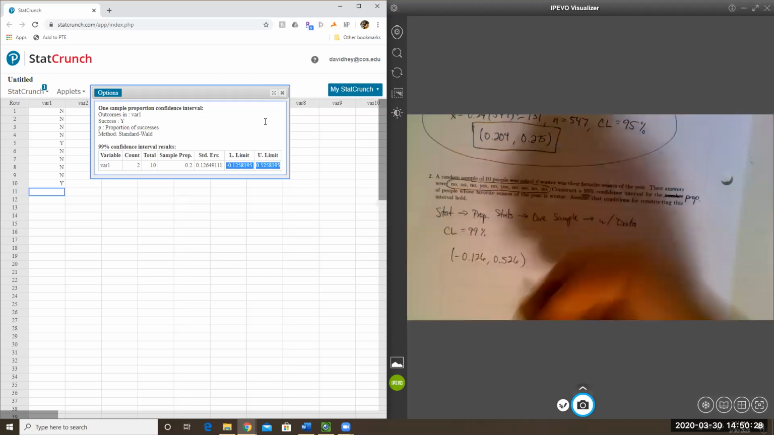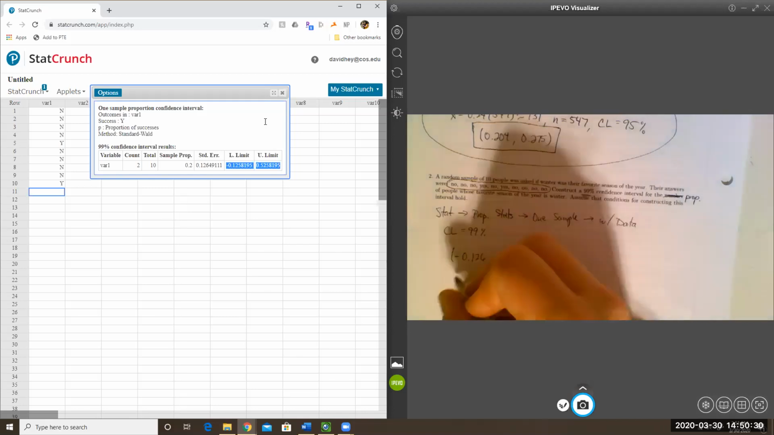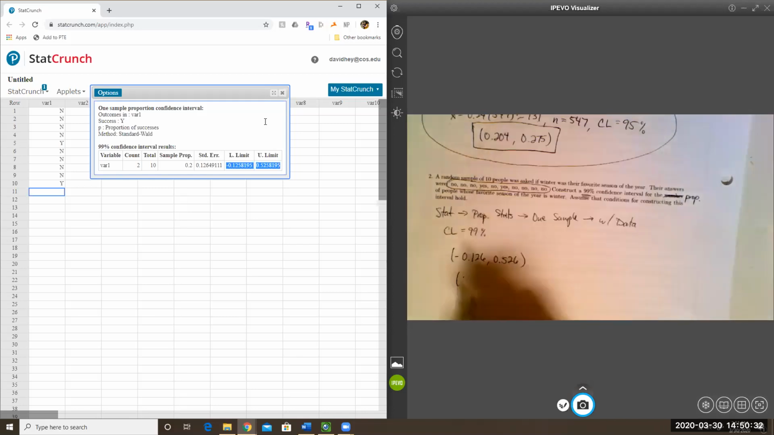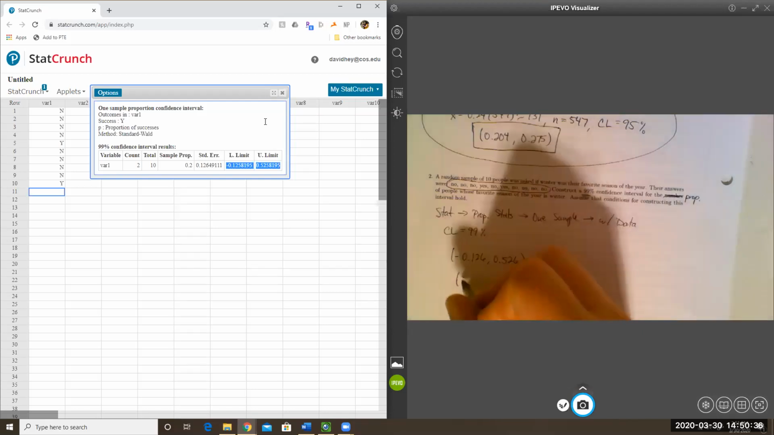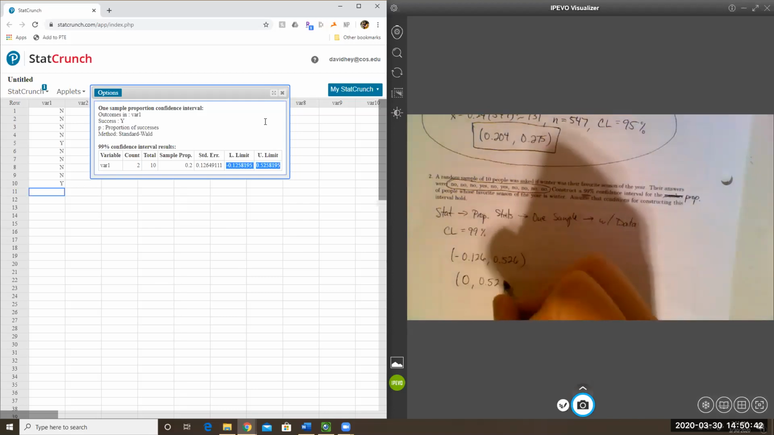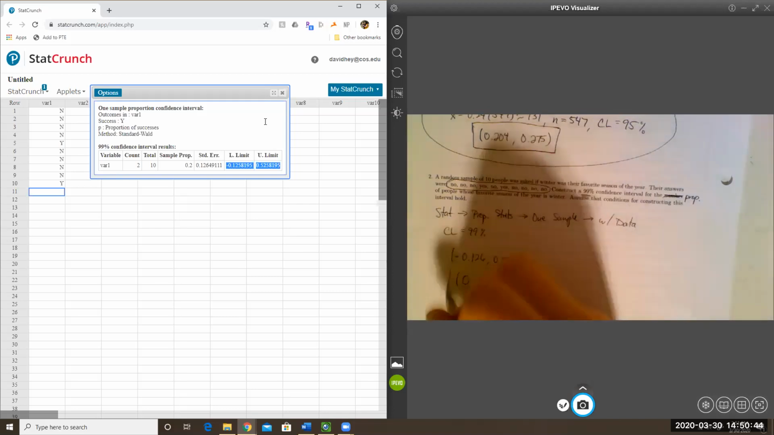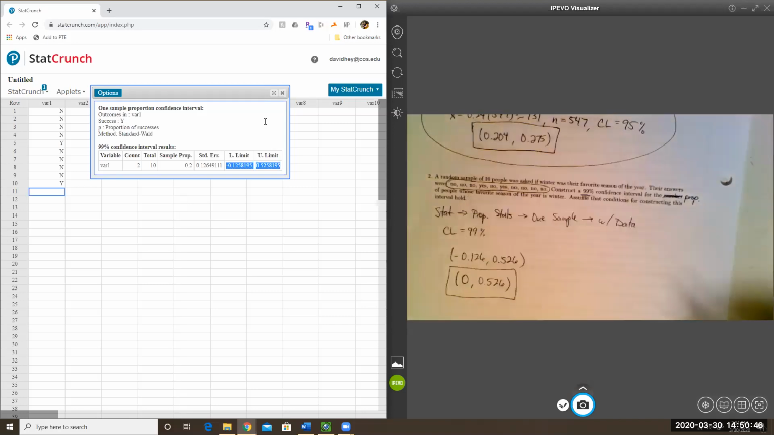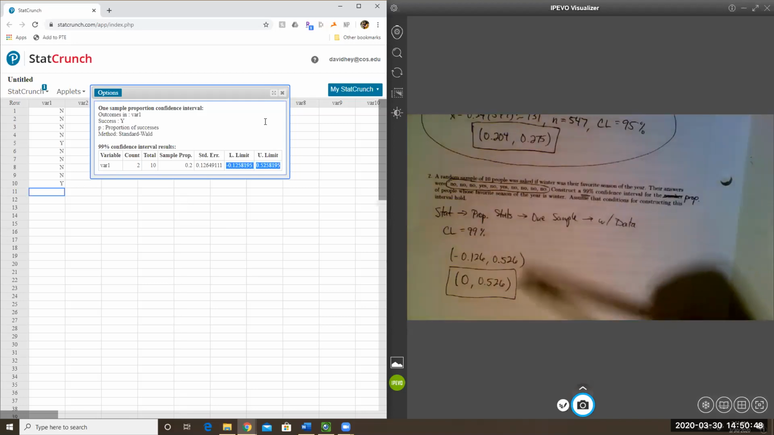So in reality, when we give our answer, a better answer would be, well, since this goes all the way below 0, but the smallest the population proportion can ever be is actually 0, I'm just going to say 0 up to 0.526, right? And that's what I'm going to give as my answer. I'm not sure which one Statcrunch would accept. On a test or a quiz, I think I would be okay with either one, because this is kind of a tricky thing, but definitely the bottom answer is better, okay?